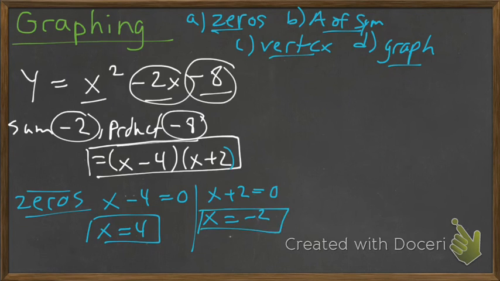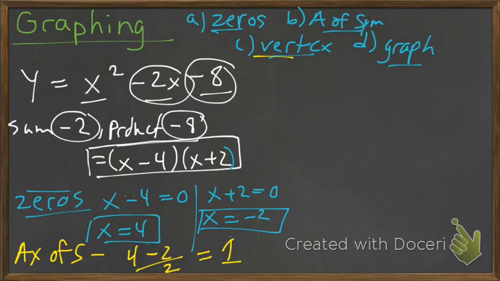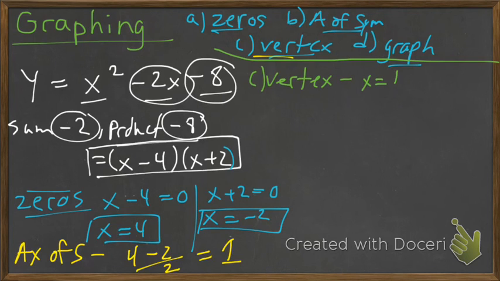All right. From this, I can also find my axis of symmetry. Axis of symmetry will be 4 minus 2 divided by 2, which all equals 1. I'm going to draw that again. It doesn't look like a 1. All right. Now, I can find my vertex. Let's do that in green. Let's draw a line here. Vertex. X equals 1, sub into equation.